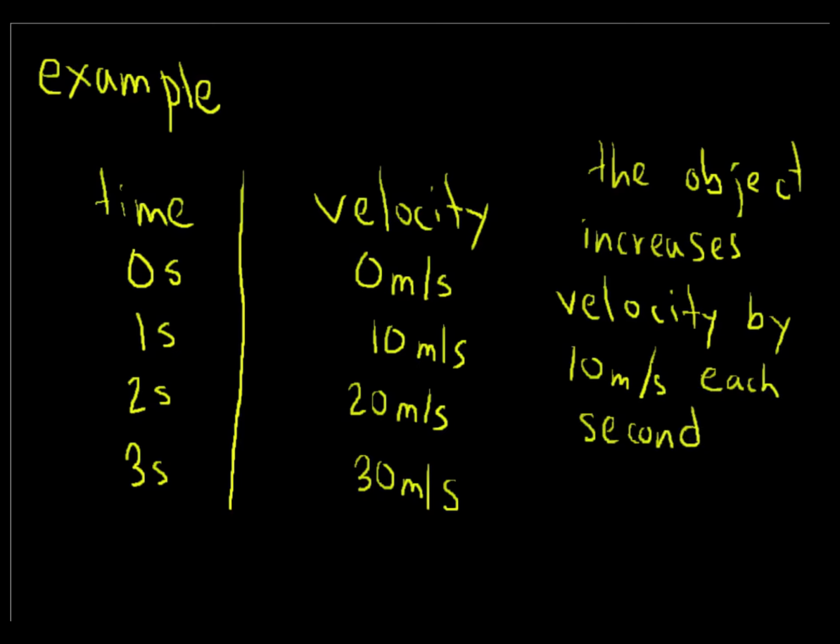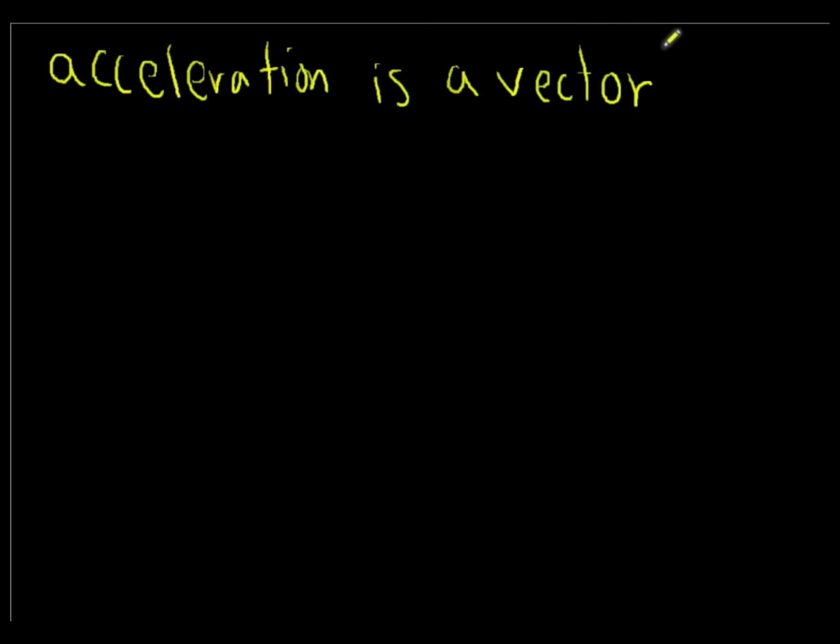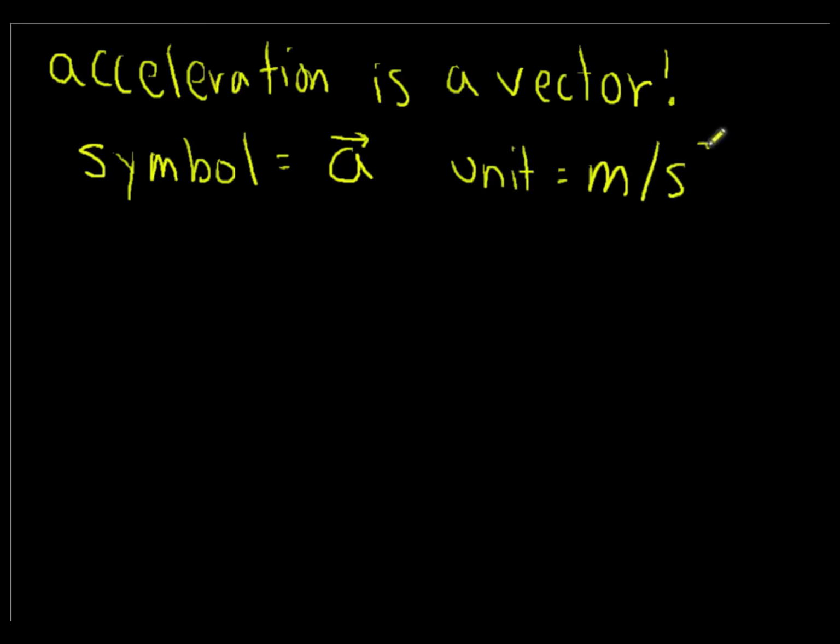We would say that the object accelerates. Its acceleration equals 10 meters per second per second. We could also write this as 10 meters per second squared. Acceleration is a vector. The symbol for acceleration is a with a little arrow above to indicate that it's a vector, and its unit is the meter per second squared.